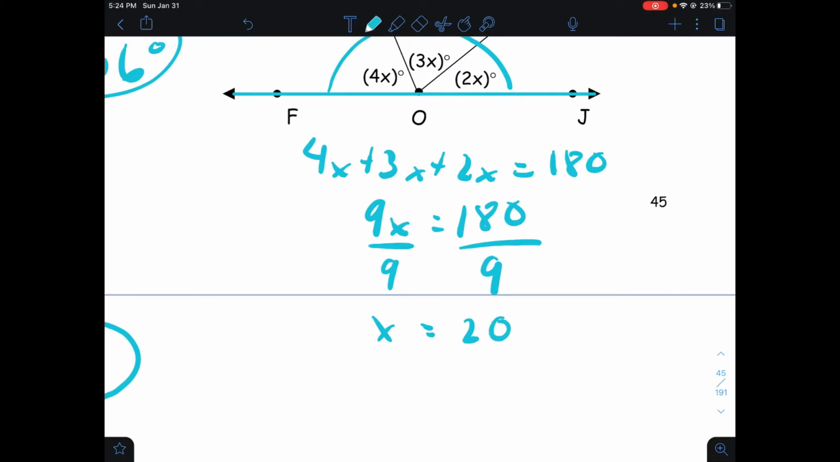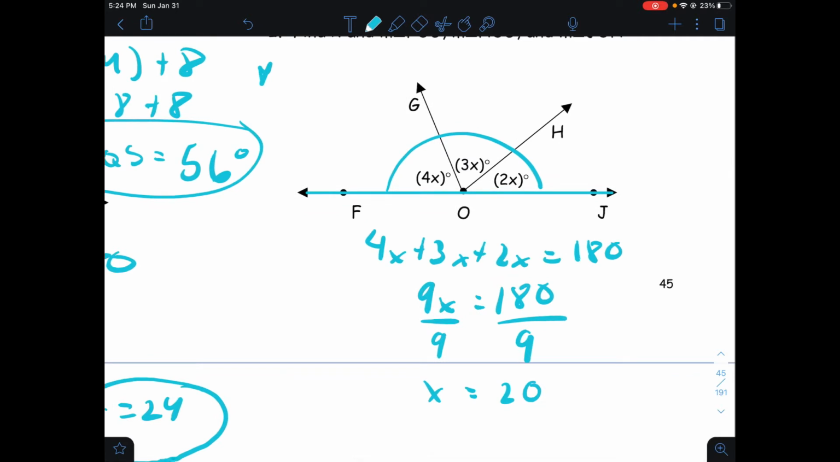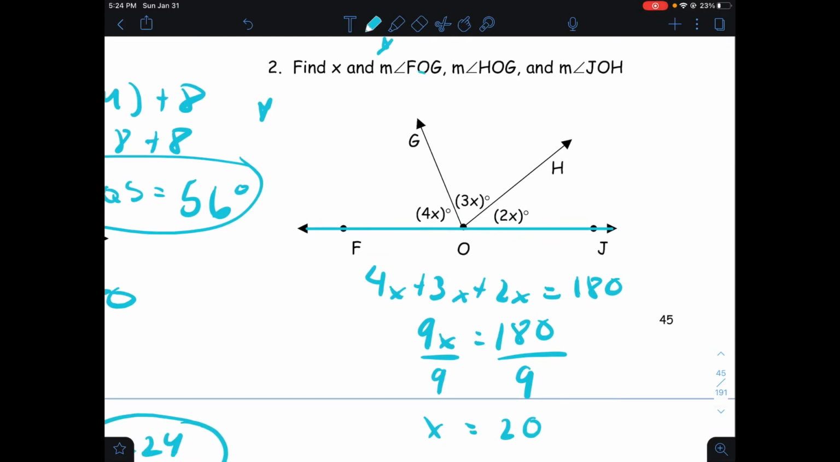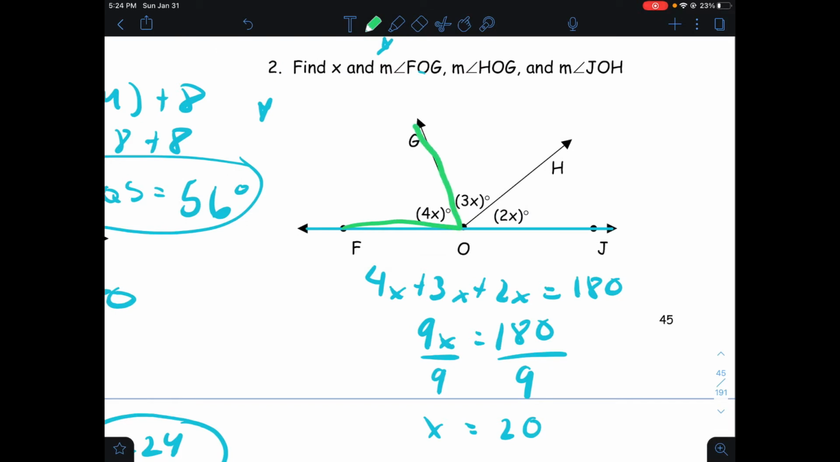Now we have to go through and find the angle measures here. Let's try to find the measure of angle FOG. We take what x equals, and to find FOG, we're going to use 4 times x. So 4 times 20 is going to give us 80. So we know the measure of angle FOG is going to be 80 degrees.